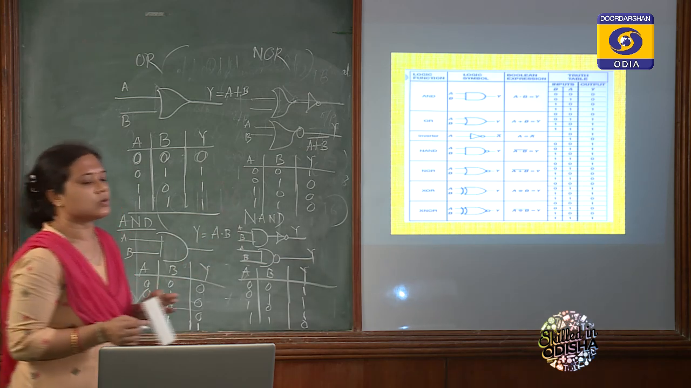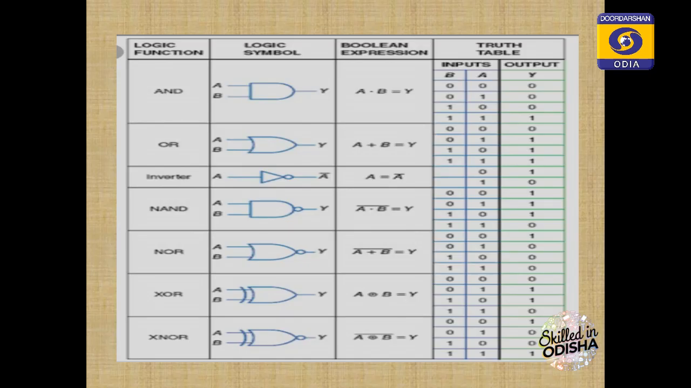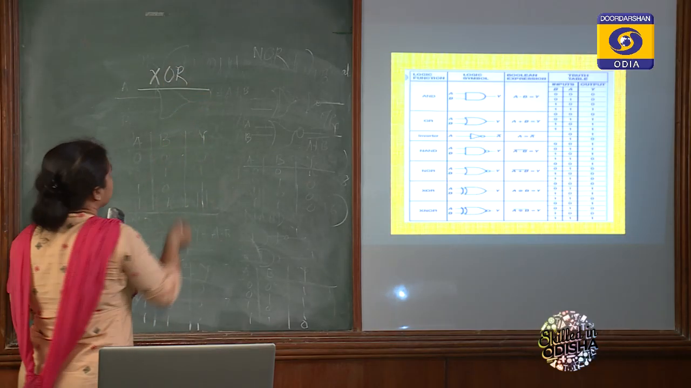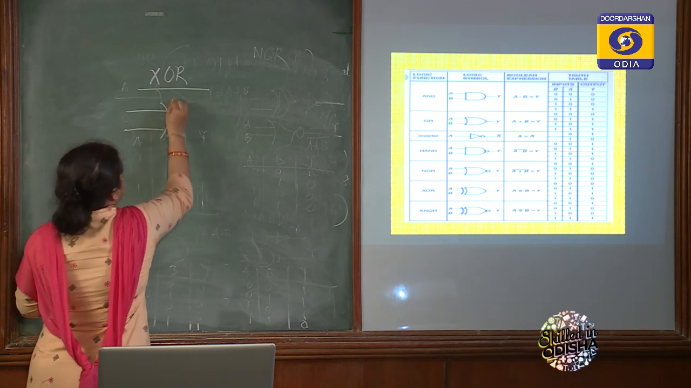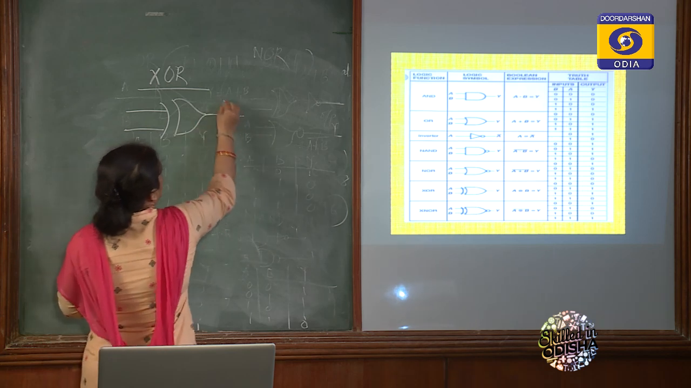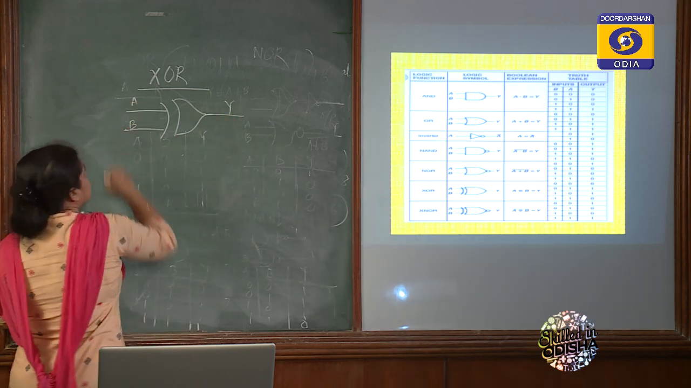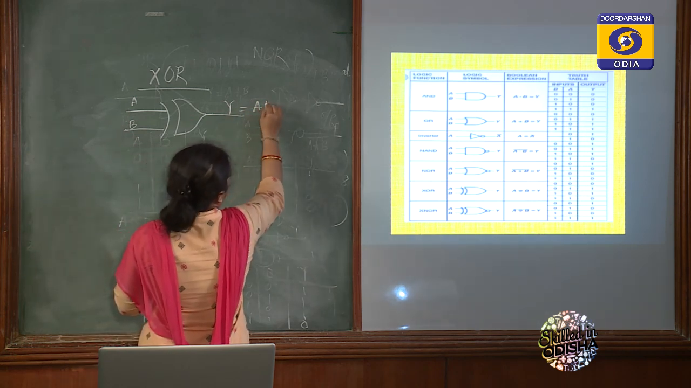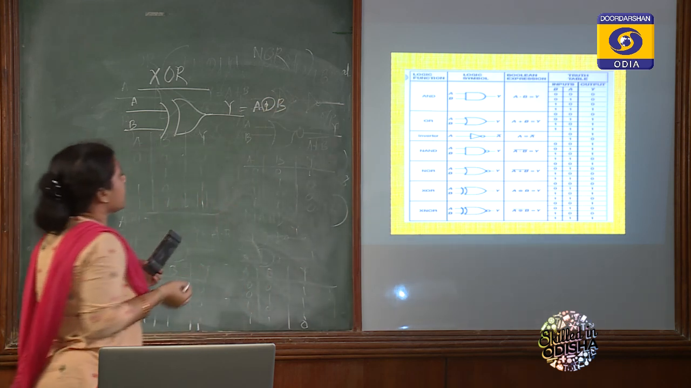These are the required truth tables. Next we will go for our XOR gate. So what is this XOR gate? First is the XOR gate. So the gate is like this. The diagram is like this. So this is the output Y. This is A and this is B. And it is represented as A dot B. This is our XOR gate.